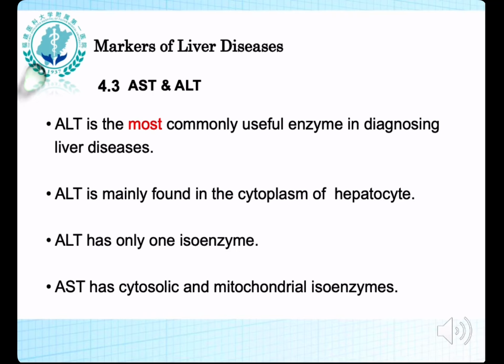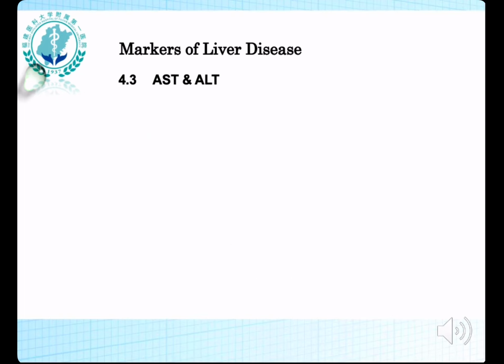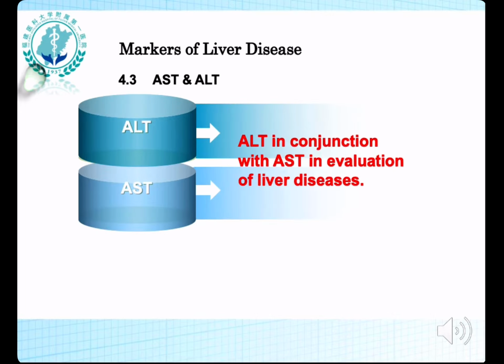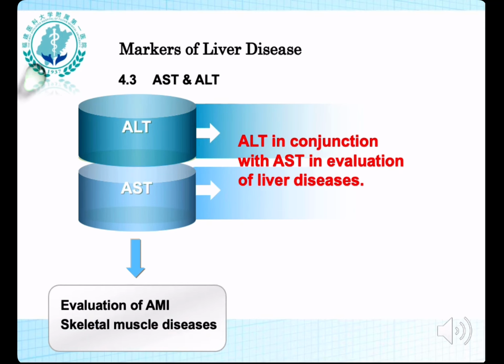The third part, AST and ALT. They are very commonly used and very important. ALT is the most commonly useful enzyme in diagnosing liver diseases. ALT is mainly found in the cytoplasm of hepatocytes, and ALT has only one isoenzyme. But AST has cytosolic and mitochondrial isoenzymes. Clinically, ALT is usually used in conjunction with AST to evaluate liver diseases, but with the extensive distribution of AST, it can also be used in assessment of acute myocardial infarction and skeletal muscle diseases.